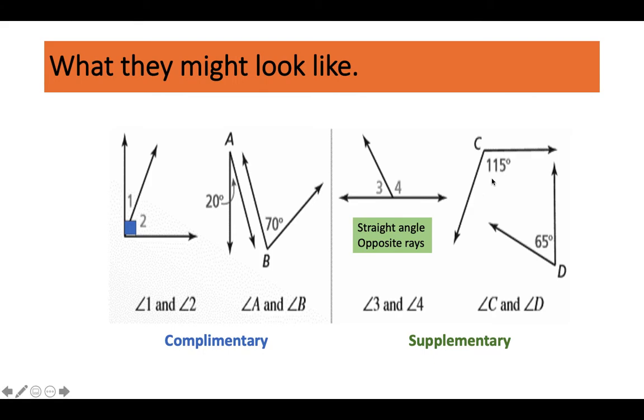Okay, but I digress. Here's another example of supplementary angles. These are not a linear pair because they do not make a straight line, right? They're not adjacent. But 115 plus 65 is 180, and so these two are supplementary even though they're not a linear pair. They are supplementary, they are not a linear pair. 3 and 4 are supplementary, and they are a linear pair because they make that straight line. They make that straight angle.